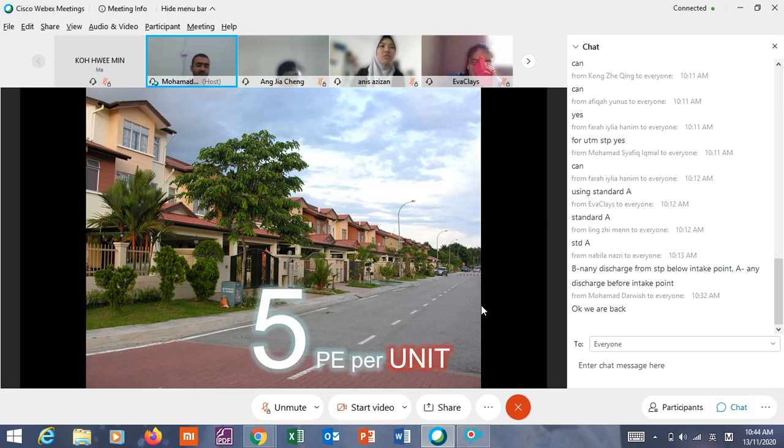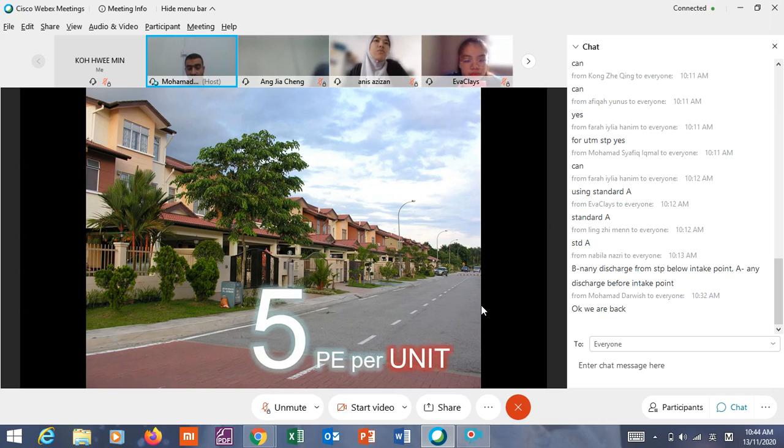One house might be 3 and the other 7 and the other 10. So the average is 5. Okay, so this is the average. It means the average number of people using water inside the house. So it is 5 PE per unit.